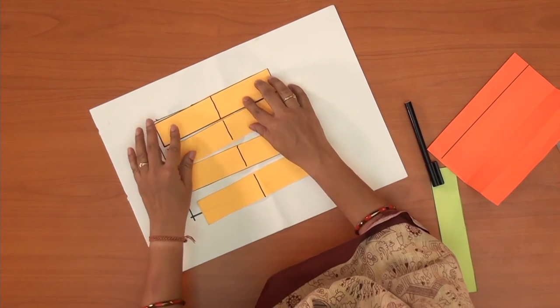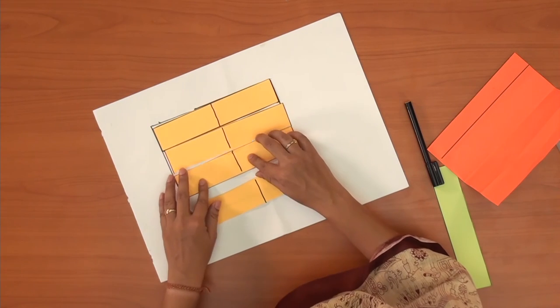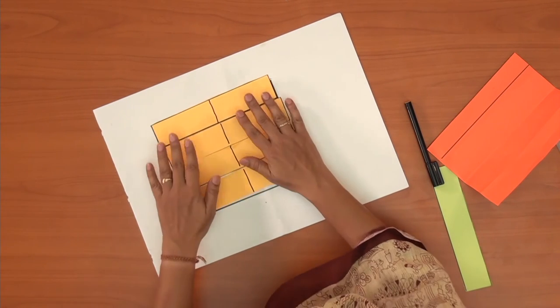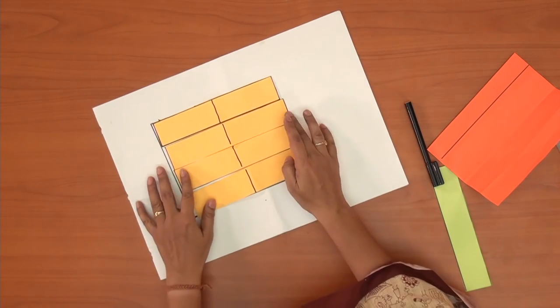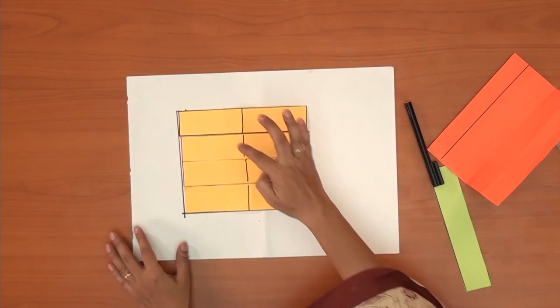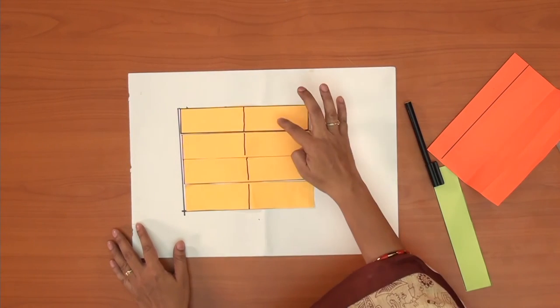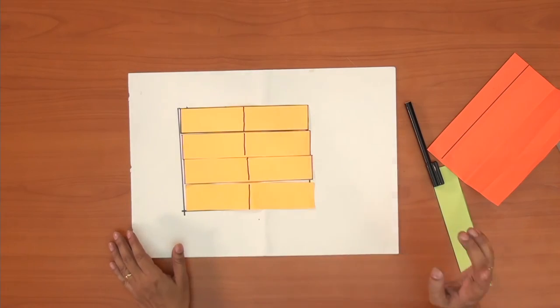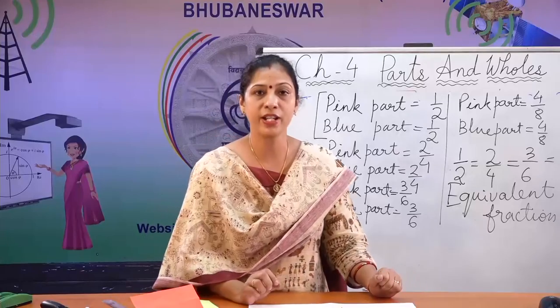Now children, if I put like this on this rectangle, can you see that it is divided into now 8 equal parts? 1, 2, 3, 4, 5, 6, 7, 8. Now it is divided into 8 equal parts.